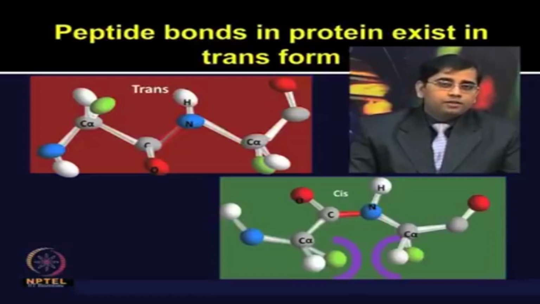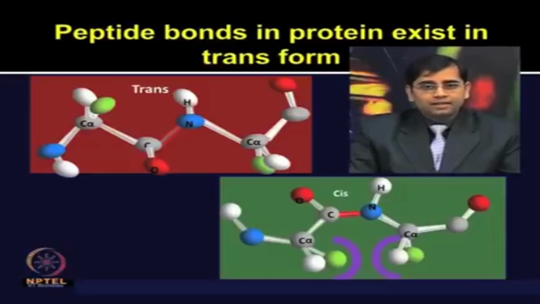This configuration allows fewer steric clashes, whereas if you look at the bottom panel, in the cis configuration, there are 2 alpha carbons on the same side of the peptide bond. So, there is more probability of steric clashes. Therefore, peptide bonds in proteins exist in the trans form.